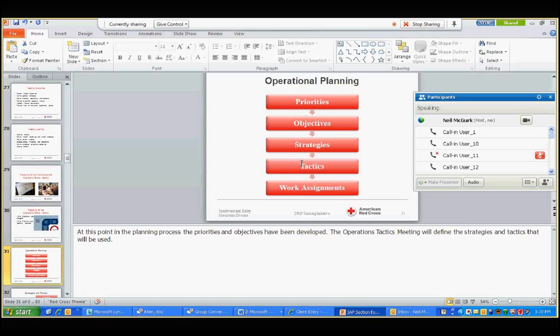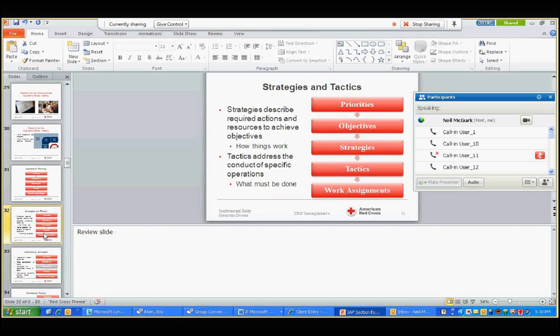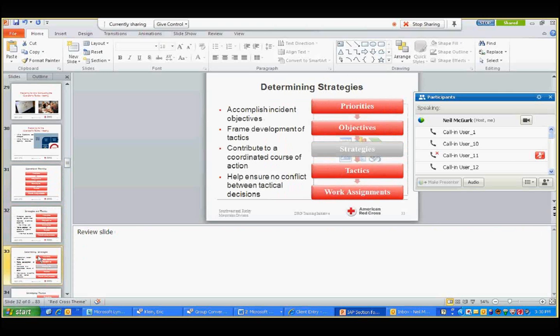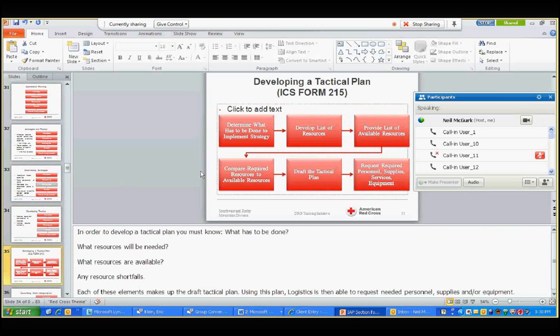So on an operation with districts, it'll be at your district level, and on an operation without districts, it'll be at your mass care, your client casework, health and mental health, those types of things. That's where you're going to be creating the strategies and tactics. Then some conversations regarding what strategies and tactics are, how you determine strategies, developing tactics, how you do that. And then developing a tactical plan.